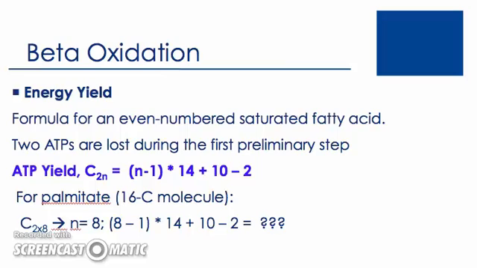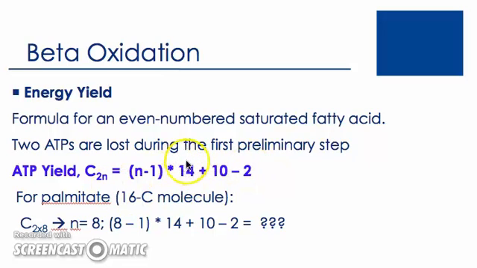Here in this slide, we see the formula used for calculating the ATP yield from the oxidation of a fatty acid chain. This formula is specific to the oxidation of an even-numbered saturated fatty acid chain. You can see here for a fatty acid of carbon length 2N, the formula is (N minus 1) times 14 plus 10 minus 2.